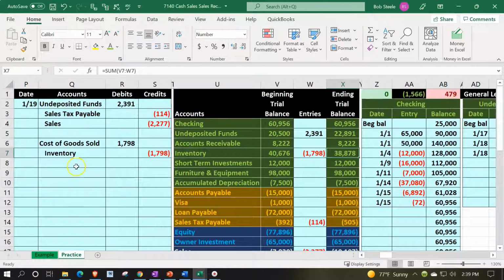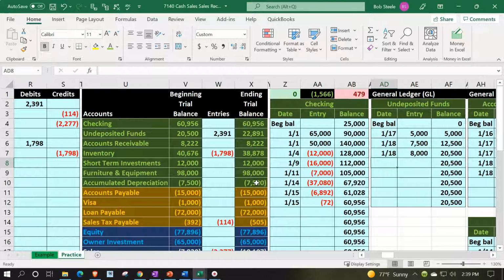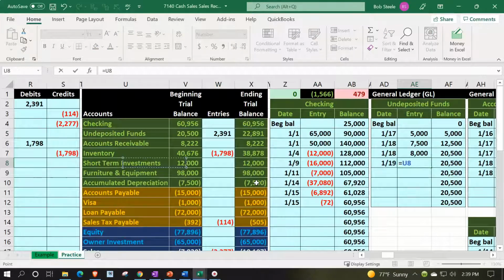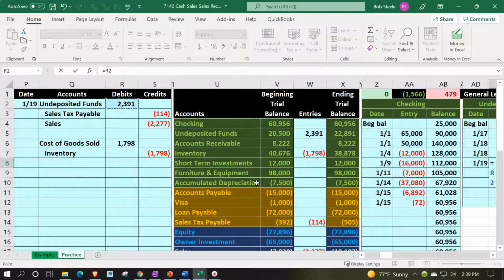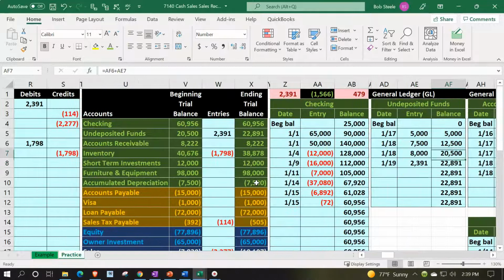So now we can post this to the general ledger, starting with the undeposited funds. That's going to be the second account here, undeposited funds. There it is. So on 119, we are in cell AE is going to be equal to that 2391. So now we've got the 20,500 up by the 2391 to the 22,891.